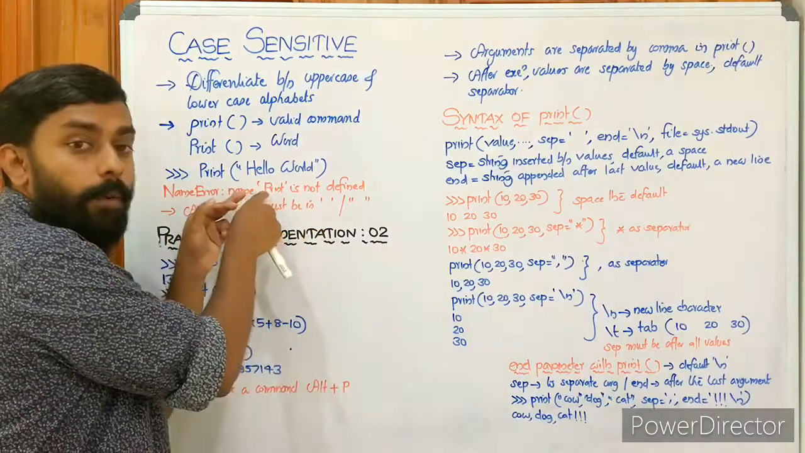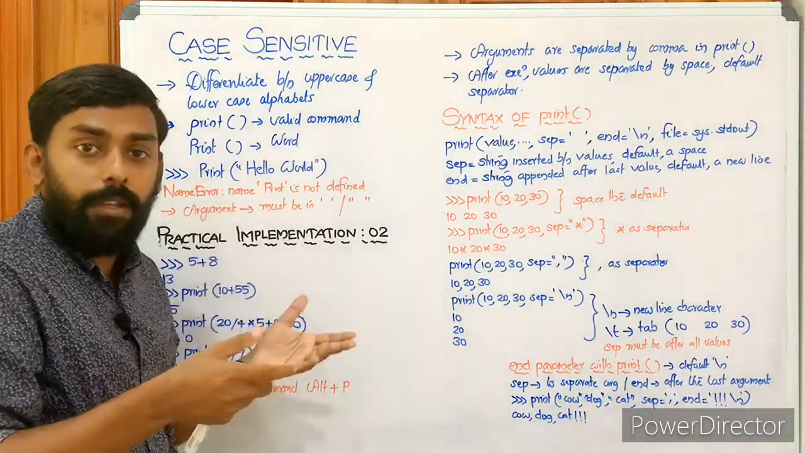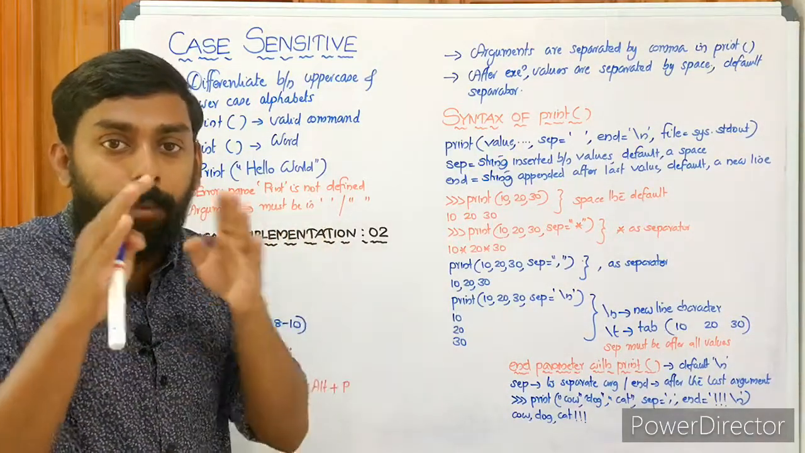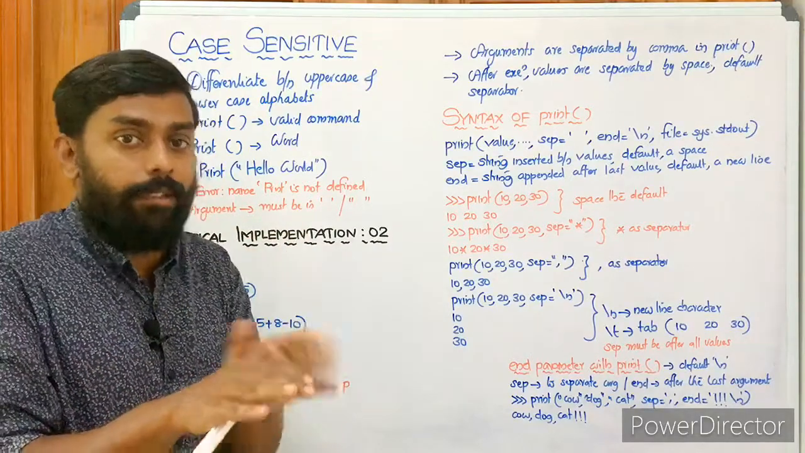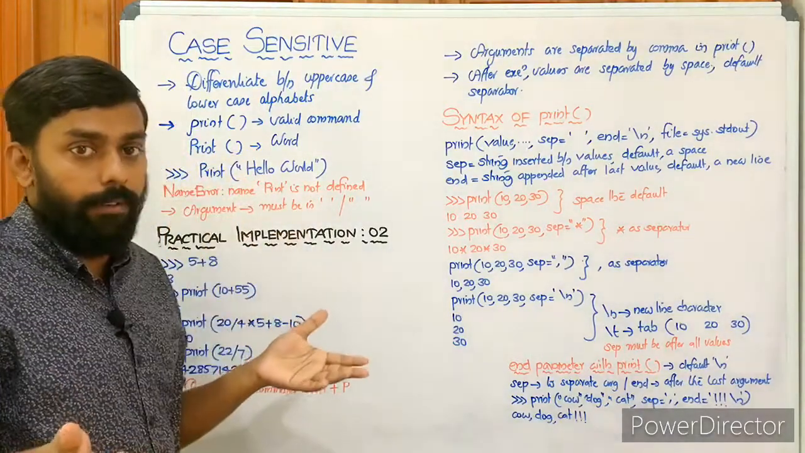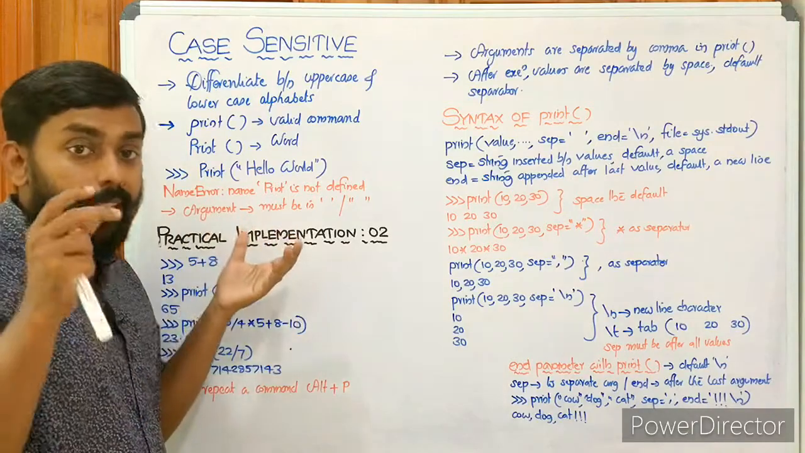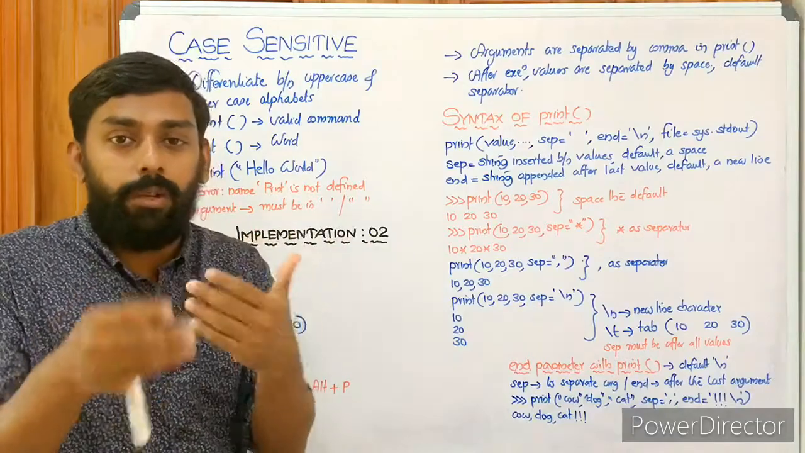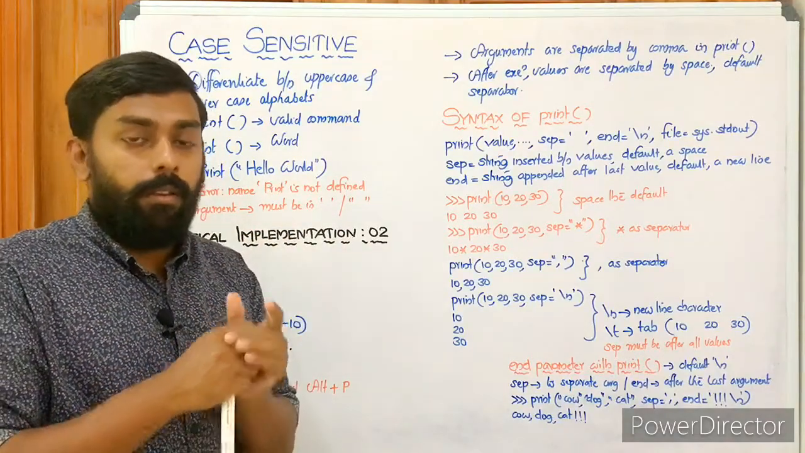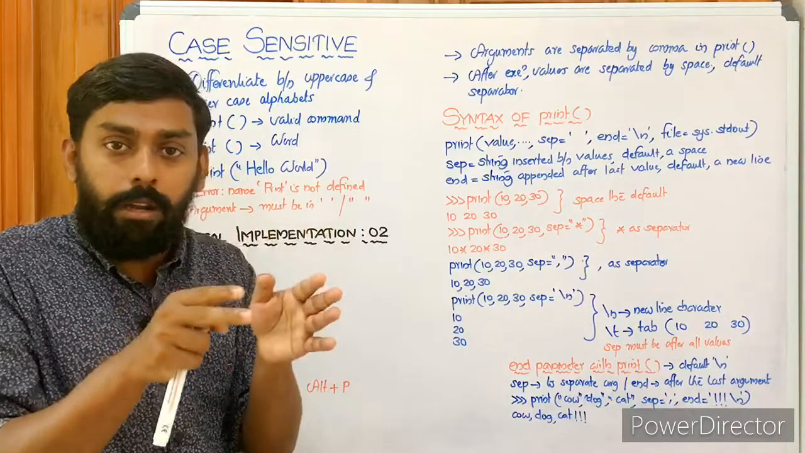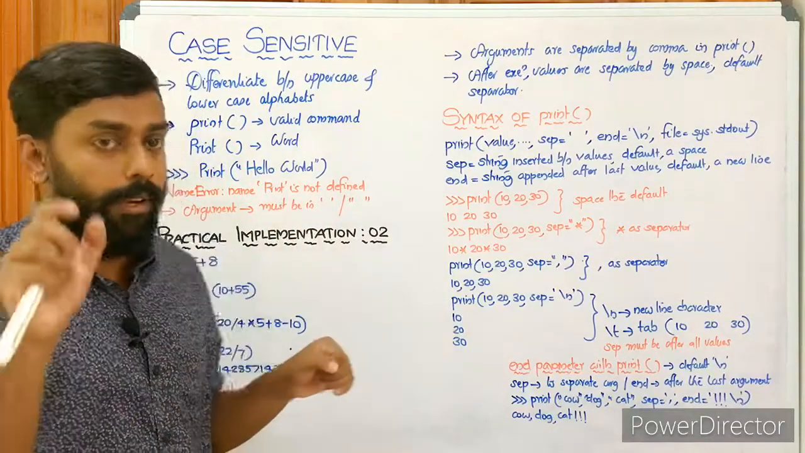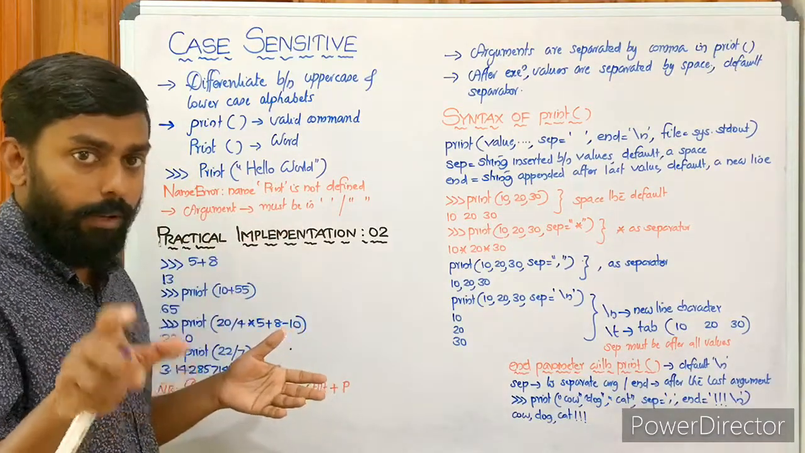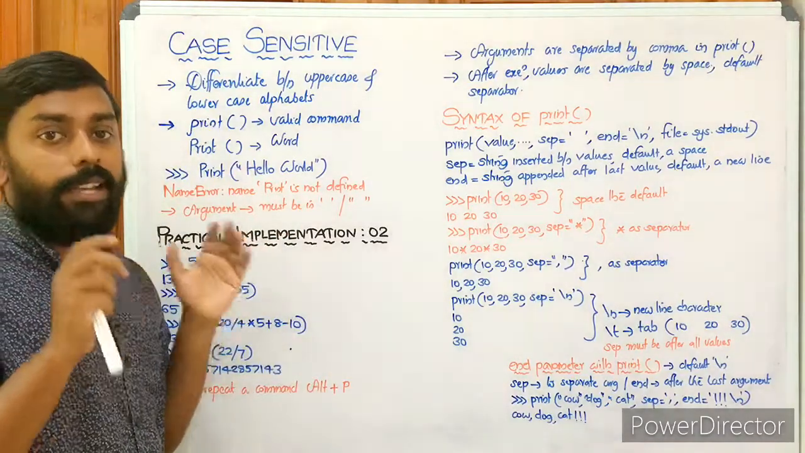Why is Print not defined? Because P is in caps, and print with P in caps is not defined. Print with P in small case, it's defined, right? Yes, we have already applied it. So we can say Python is a case sensitive language. Then the argument must be in double quotes or single quotes. Python does not distinguish between single quotes and double quotes. So we can use either single quotes or double quotes. Both are the same. So that's what case sensitive is. Python is a case sensitive language.